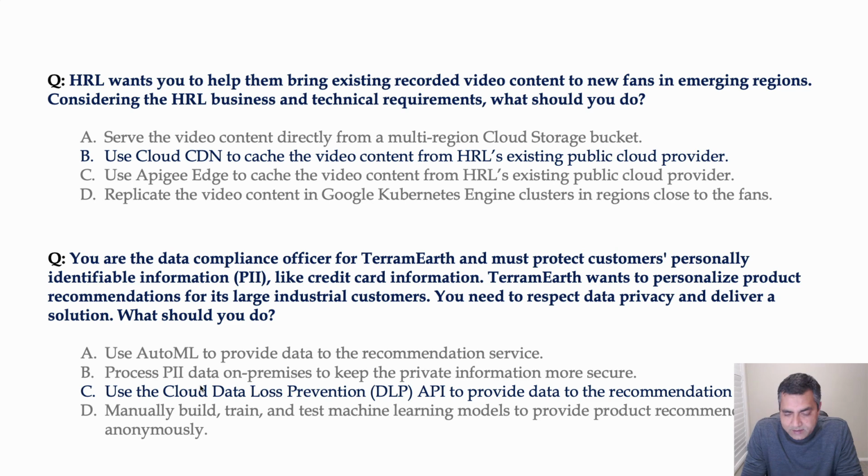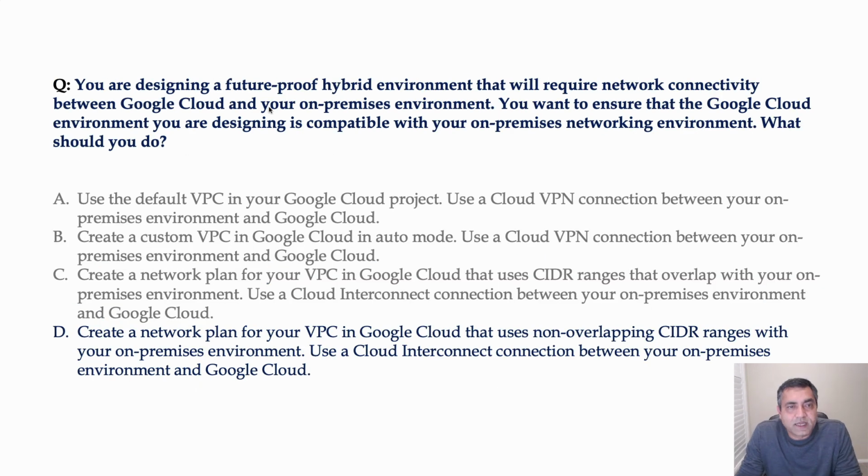So now let's look at the next one. You are designing a future-proof hybrid environment that will require network connectivity between Google Cloud and your on-premises environment. You want to ensure that the Google Cloud environment you are designing is compatible with your on-premises networking environment. What should you do? Use the default VPC in your Google Cloud project. Use a Cloud VPN connection between your on-premises environment and Google Cloud.